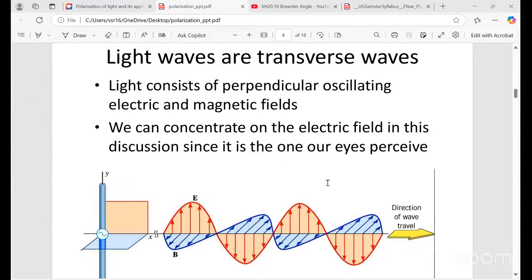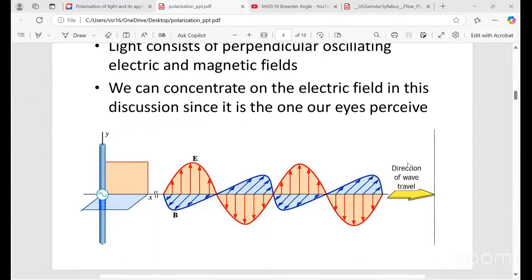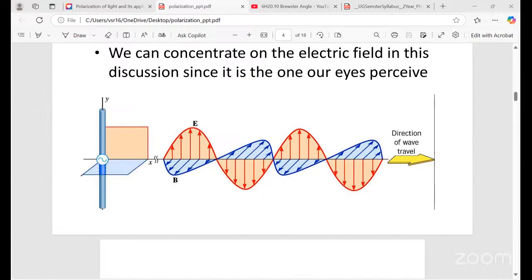Next, light waves are transverse in nature. So here the light consists of perpendicular oscillating electric as well as magnetic fields. Just now I already told you. So we are going to be concentrating on the electric fields in this discussion, because our eye perceives it. So you can see here in this, what do you observe? Where is the electric field and where is the magnetic field? In which direction is the wave propagating?